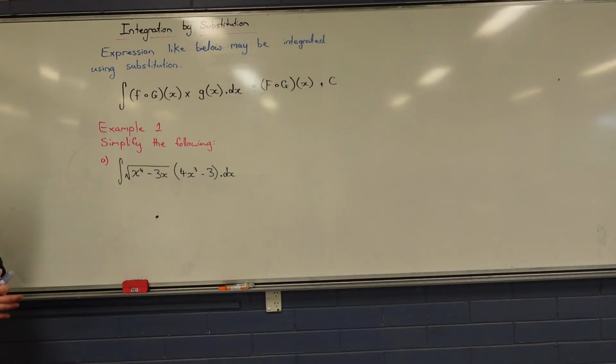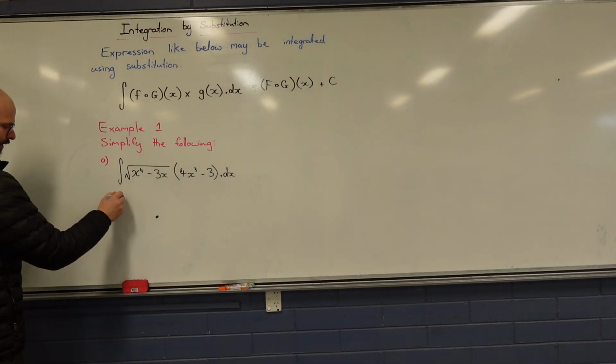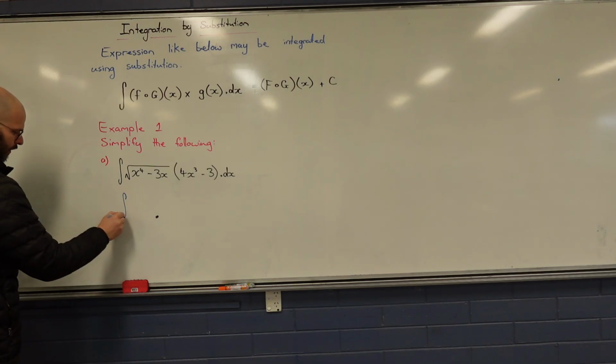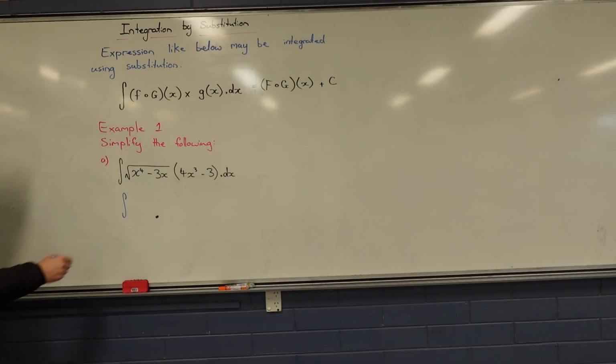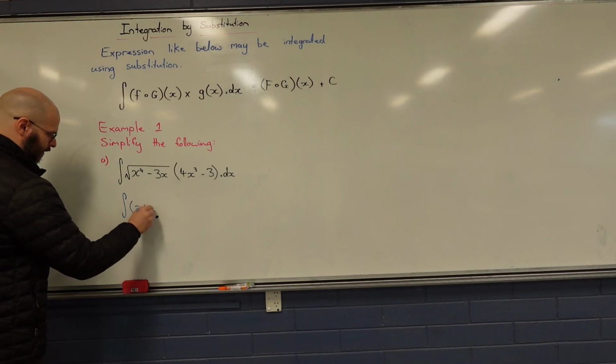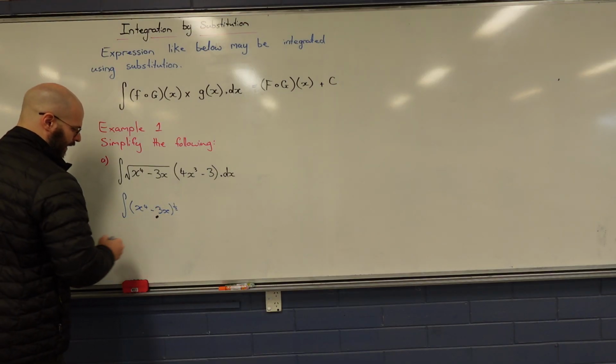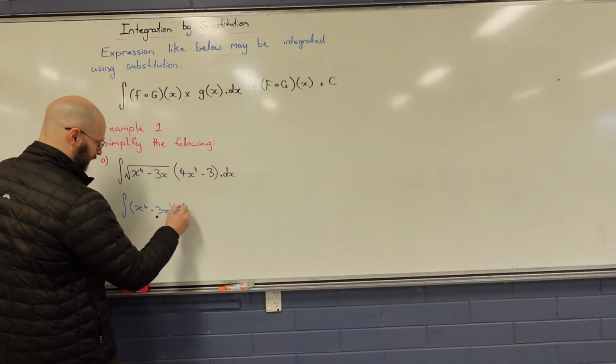So what we're going to do is use something called substitution. First thing is I'm going to write this as a bracket rather than a radical. So I do my best integral symbol, I open a parenthesis and I raise it to the power of a half. And then I complete the expression.